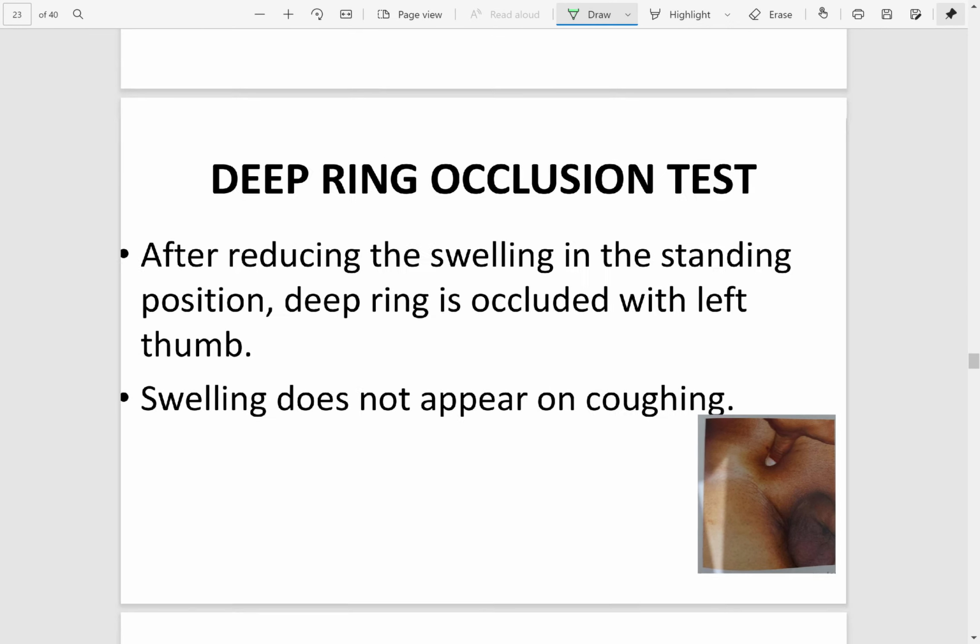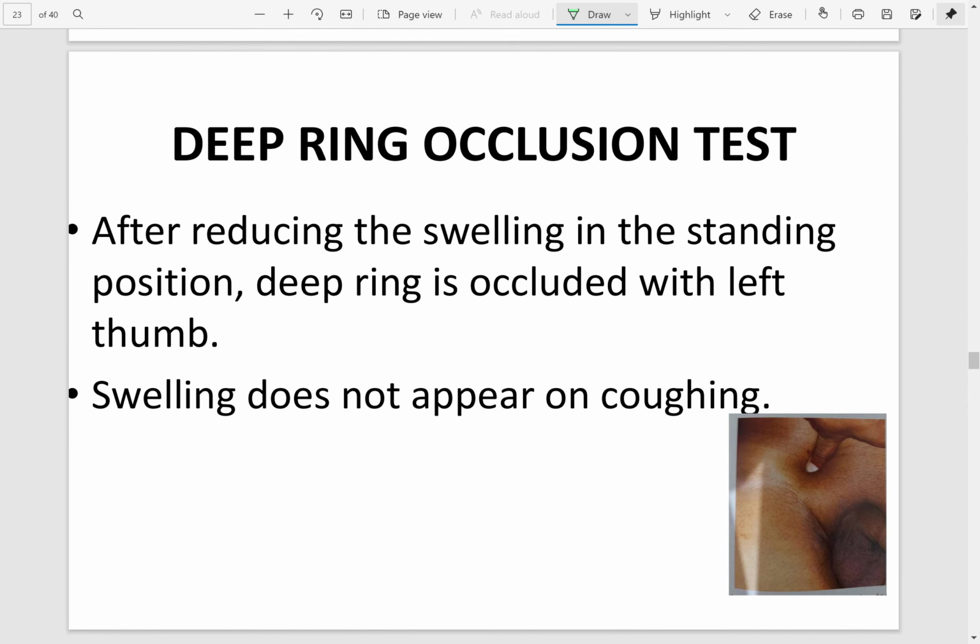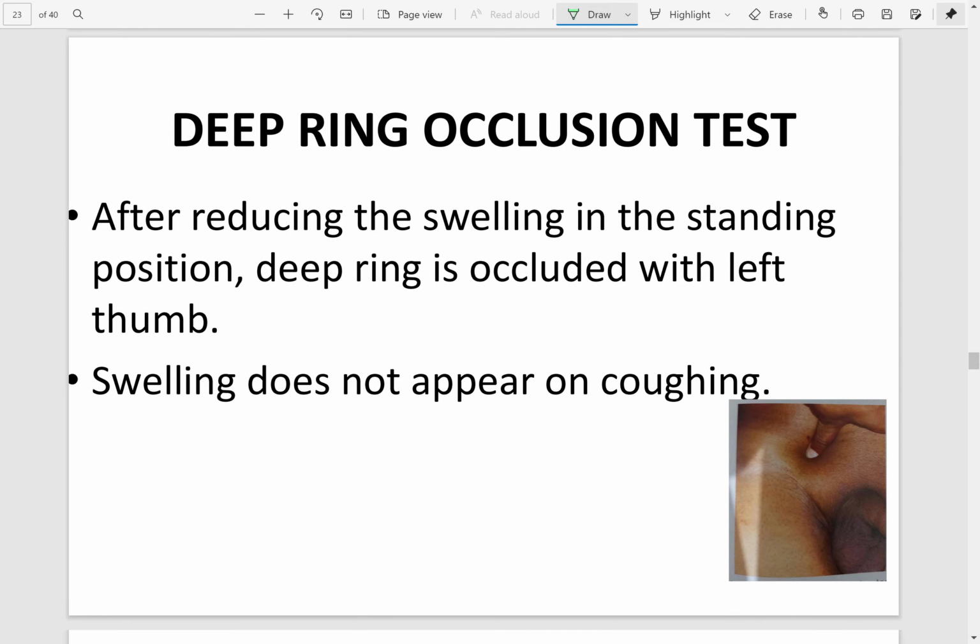And then you do specific tests for hernia. The most important test which you need to do is the deep ring occlusion test, where you close the deep ring. The deep ring is present at the mid-inguinal point, half an inch above the inguinal ligament. You put your thumb there, and first you reduce the swelling, making the patient lie down. Then you put your thumb, make him stand up and tell him to cough. If the swelling comes back on coughing, then it's a case of direct hernia. If it doesn't appear, then it's a case of indirect hernia. This test helps us differentiate between direct and indirect hernia.